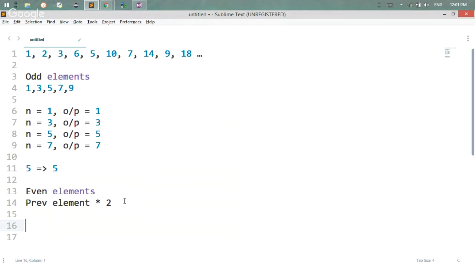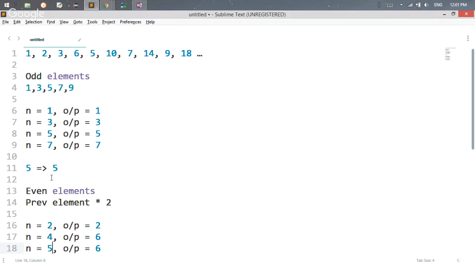I have to take the previous element and multiply it by 2. So if n is 2, I need to print 2, right? The output is 2. If n is 4, the output is 6. Now if n is 6, then the output is 10. Now how do we go about this?